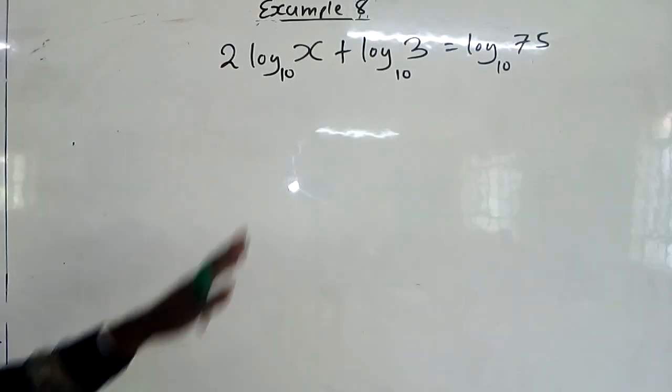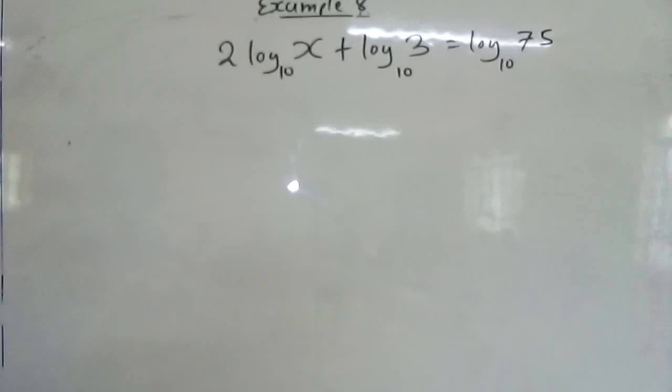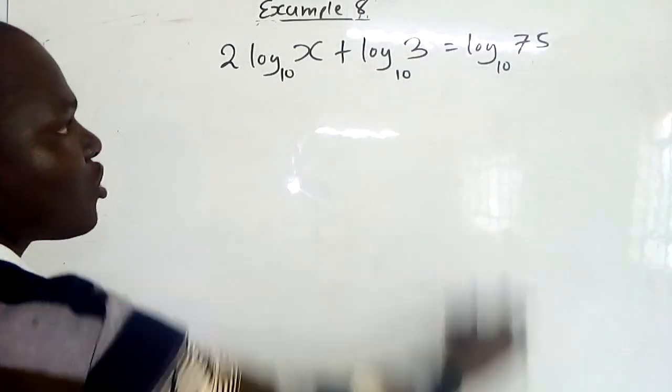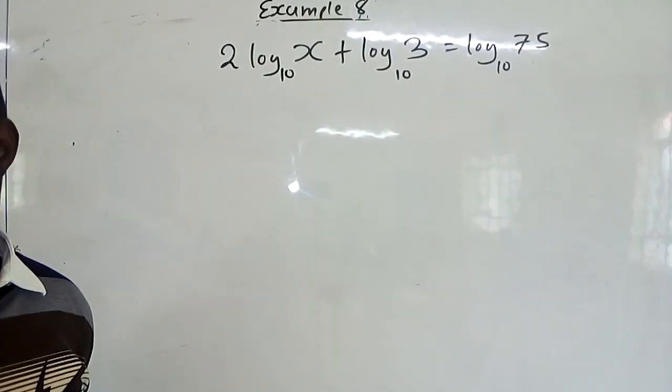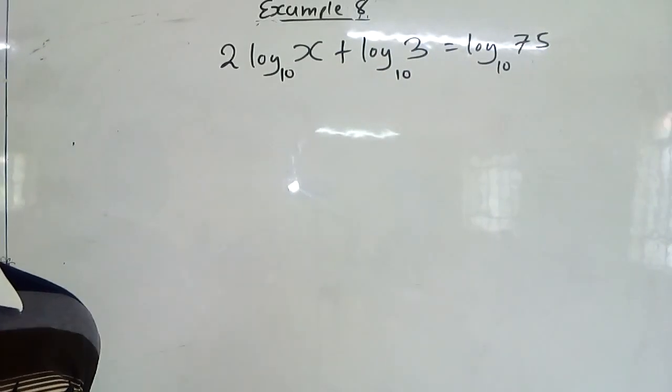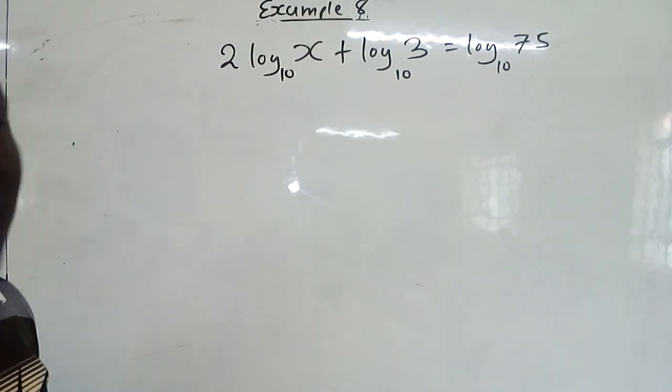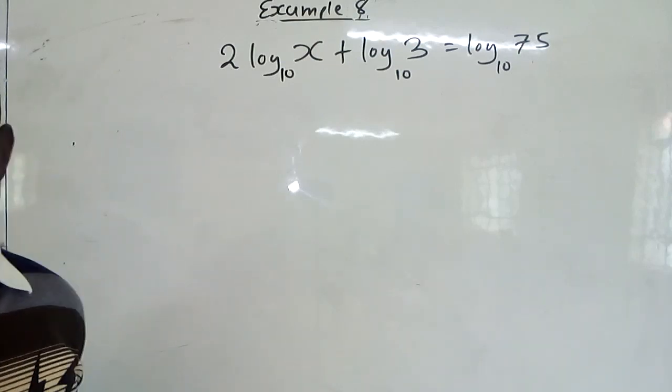Solve the following logarithmic equation: 2 log x to base 10 plus 3 plus log 3 to base 10 is equal to log 75 to base 10. For you to solve any logarithmic equation, the first thing you do is to ensure that they are of the same base.